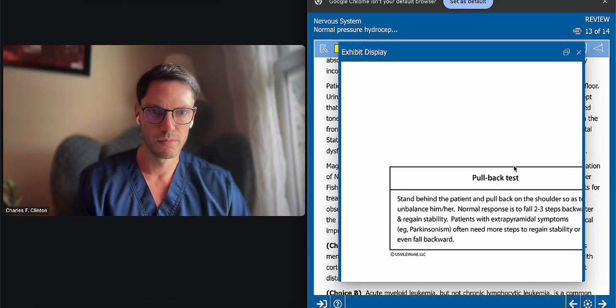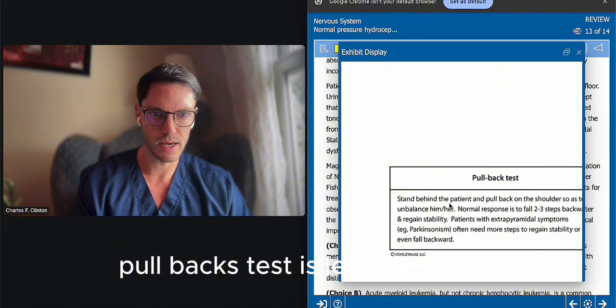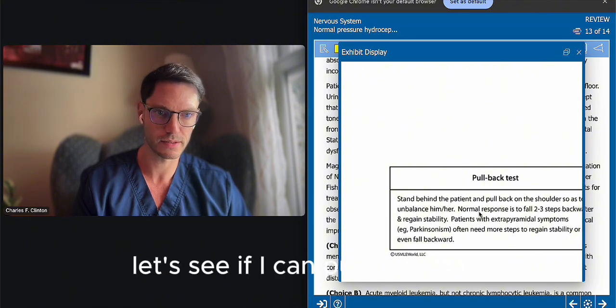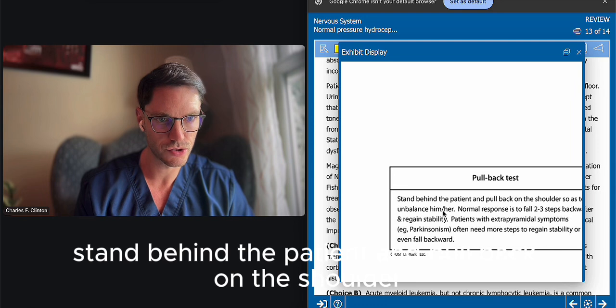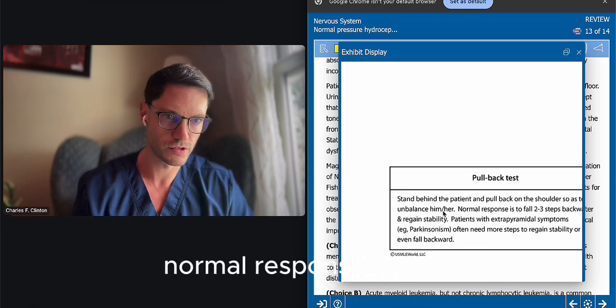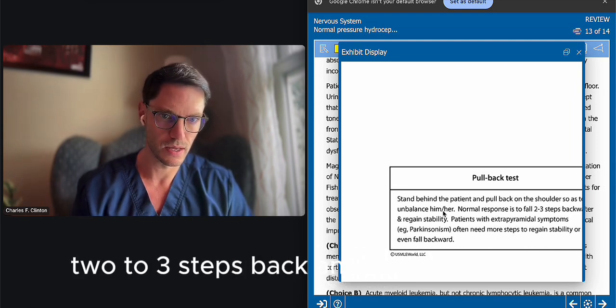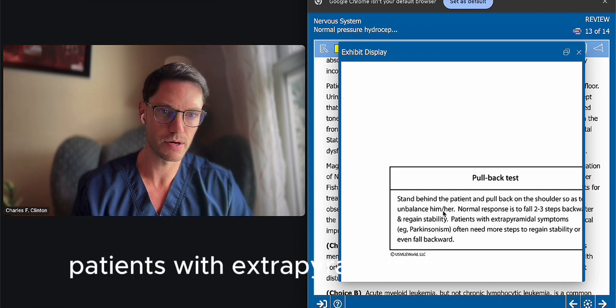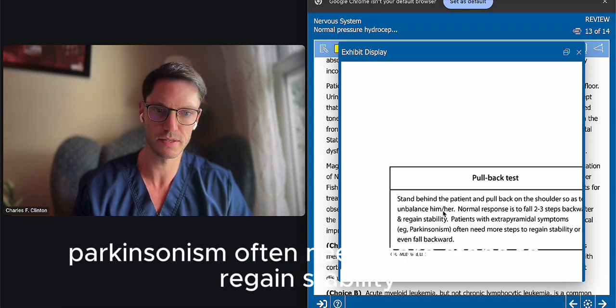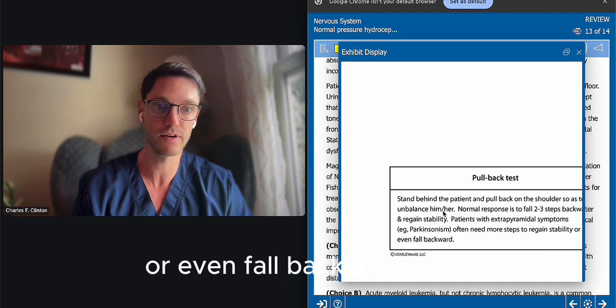What's the pullback test? Stand behind the patient and pull back on the shoulder so as to unbalance him or her. Normal response is to fall 2 to 3 steps back and regain stability. Patients with extrapyramidal symptoms such as Parkinsonism often need more steps to regain stability or even fall backward.